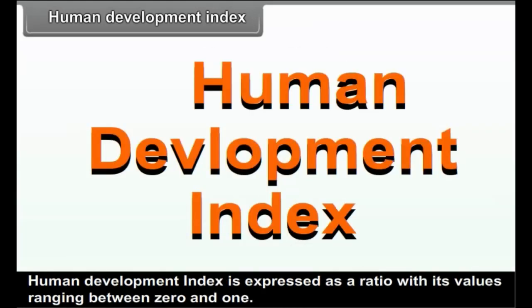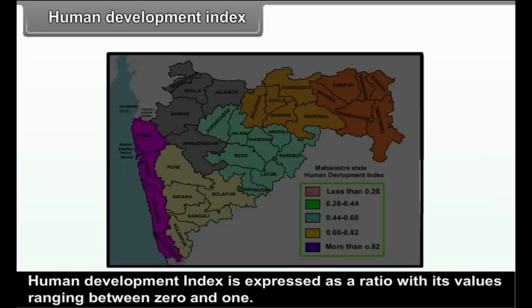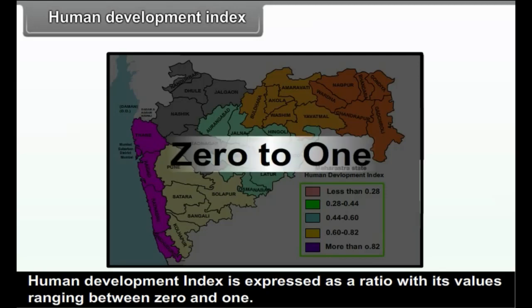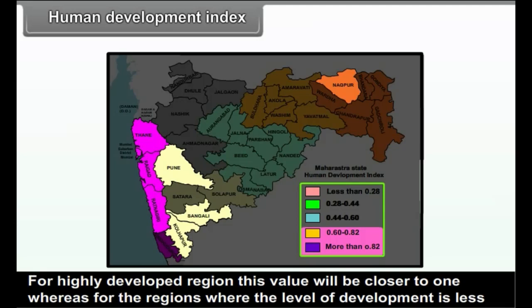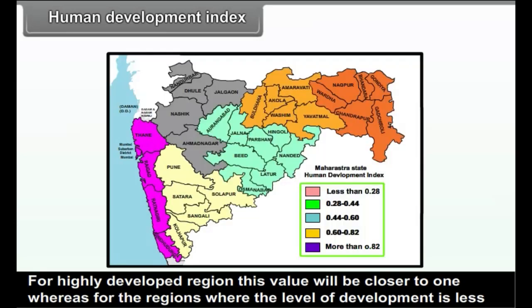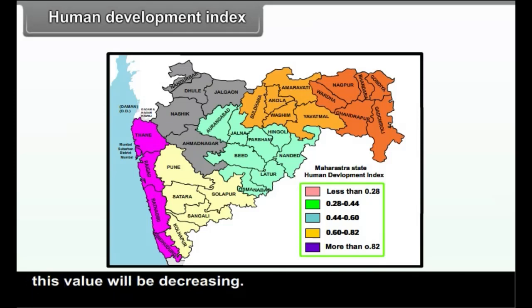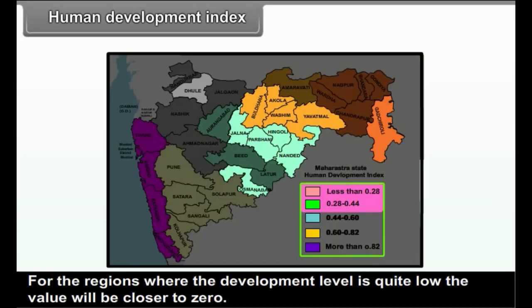Human Development Index is expressed as a ratio with its values ranging between 0 and 1. For highly developed region, this value will be closer to 1, whereas for the regions where the level of development is less, this value will be decreasing. For the regions where the development level is quite low, the value will be closer to 0.